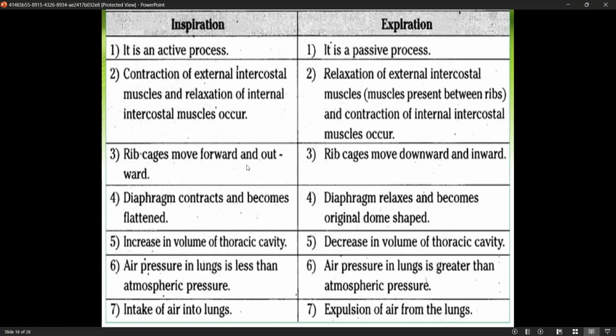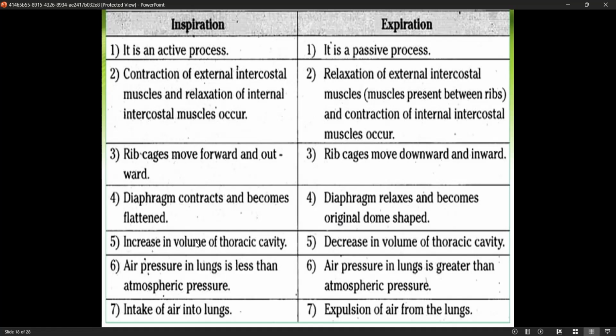Next, the rib cage moves forward and outward. So in inspiration, the rib cage moves forward and outward, and in expiration, the rib cage moves downward and inward. So that is the difference. Also in inspiration, the diaphragm contracts and becomes flattened. Right? So that is the contraction of both muscles, the external intercostals and the diaphragm. And in expiration, the diaphragm muscle relaxes and becomes the original dome shape, like we see in the diagram.